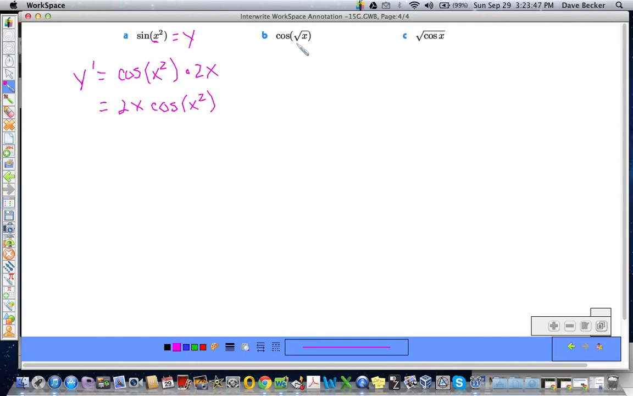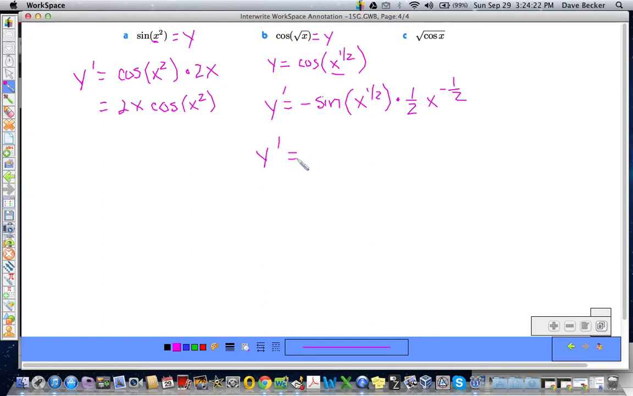Okay. Here, I'm going to rewrite this as y equals cosine of x to the 1/2 power. So that's the inside function, and the outside function is cosine. The derivative of cosine is negative sine of whatever we are taking the cosine of. Now the inside function is x to the 1/2, so that's times 1/2 x to the negative 1/2. Done! Unless we need to evaluate, then I would probably rewrite this as negative sine root x over 2 root x.